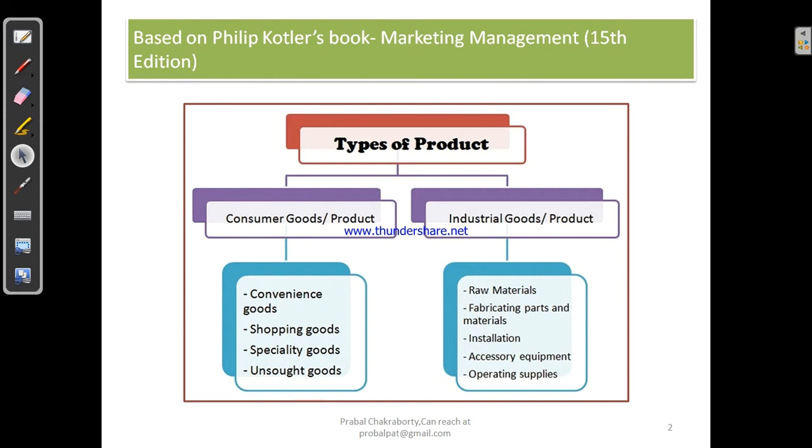Now, the important thing is that the types of products are basically either consumer goods or industrial goods. You can divide it into these two parts. In consumer goods, you have convenience goods, shopping goods, specialty goods, as well as unsought goods. Similarly, industrial goods are divided into raw materials, fabricating parts and materials, installation, accessory equipment, and operating supply. When we talk about consumer goods, we talk about B2C, that means business to customer. And when we are talking about industrial goods, we generally refer to B2B, that means business to business.